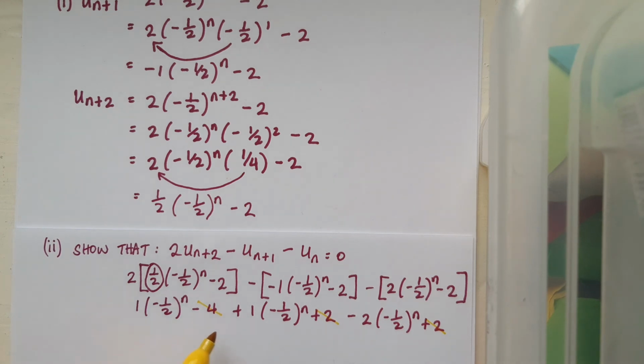And if I look at these two terms together, they're going to give me 2 times minus a half to the n. And of course, then I have that minus 2 times minus a half to the n also. And of course, these cancel off and give me my desired result of 0. Job done.